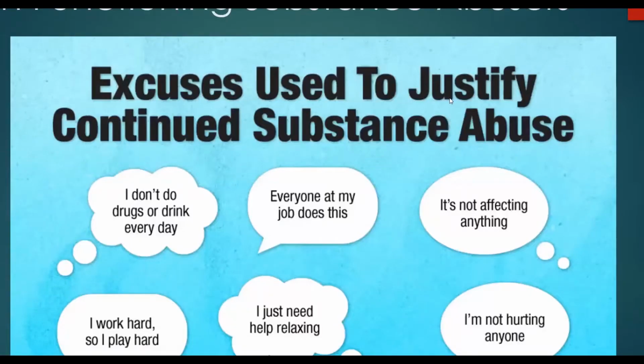And we also know that people make up excuses. Many substance abusers, particularly alcohol, high functioning, have lots of excuses. And you have to at least be willing to listen to those excuses, document it, and then maybe down the road you're planting a seed for them getting help later.